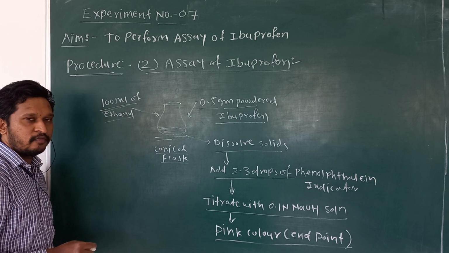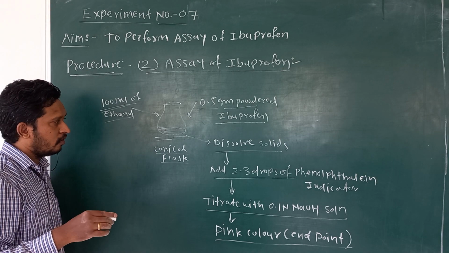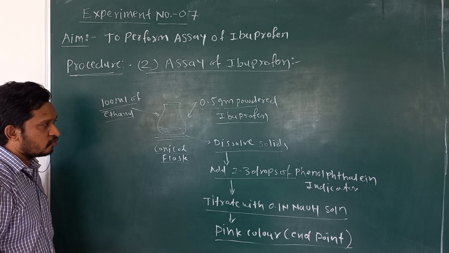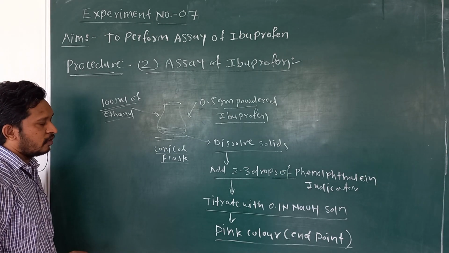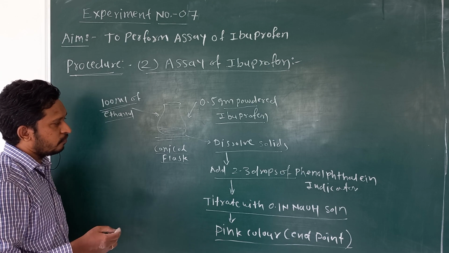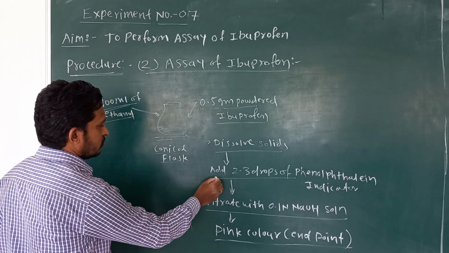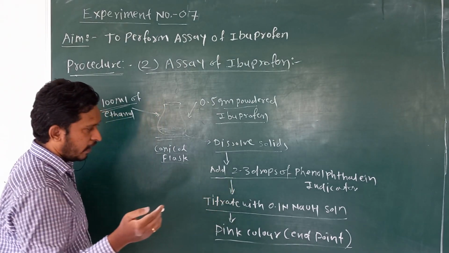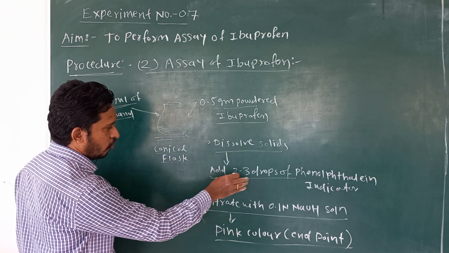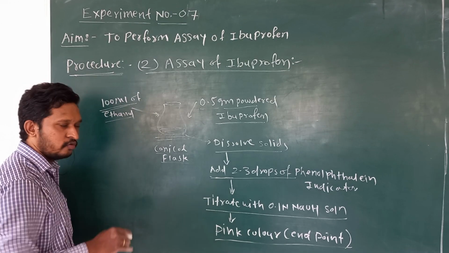Then you have to mix it and dissolve it using the stirrer, to mix the solids of the ibuprofen. After the dissolution of these solids of ibuprofen, you have to add the indicator, that is phenolphthalein indicator. Add 2 to 3 drops of the phenolphthalein indicator to the solution, then shake properly.